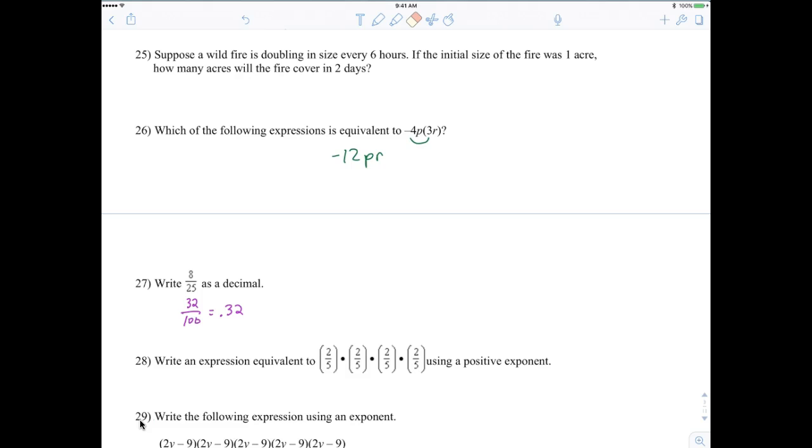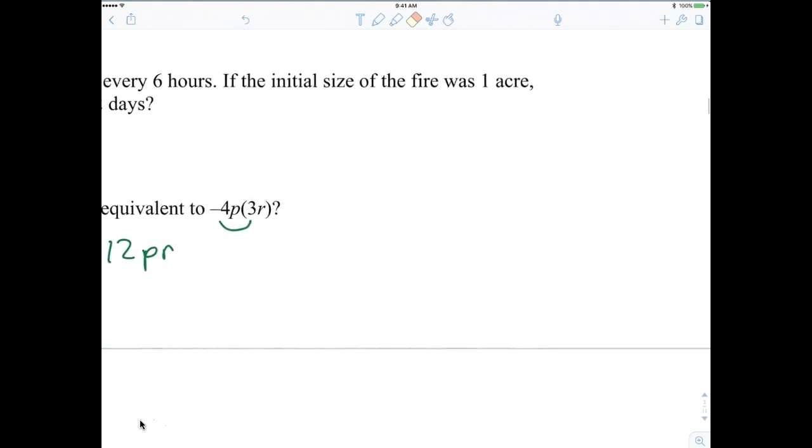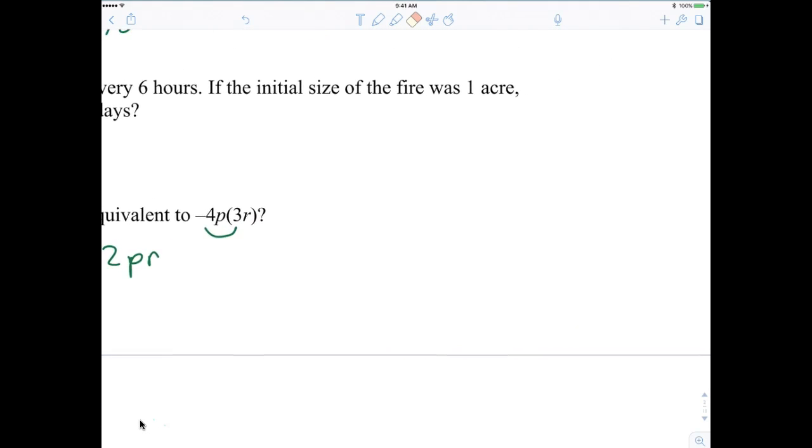It says, suppose a wildfire is doubling every 6 hours. If the initial size of the fire was 1 acre. Now, here's what I want you to write down, please. Initially. Now, listen to me. I need everybody to write down when time is 0, how many acres are burning? 1. So I want everybody to put next to t equals 0, I want you to put 1a. And 1a stands for obviously 1 acre. Is everybody good with that?